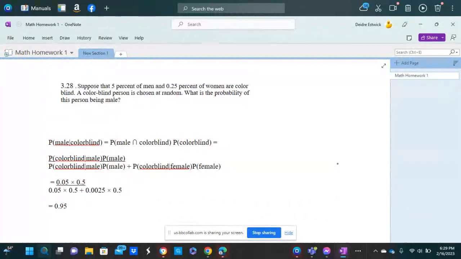So 5% is 0.05, and we multiplied by 0.5 because we are saying that it may be 50% male, 50% female, and then we put it over the same thing again and add the 25% of women and multiply by 50%, and the probability of the person being male is 95%.